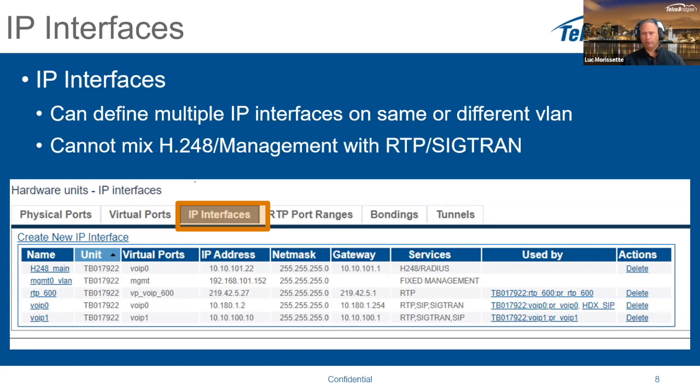The other little trick we have to be careful about is that you cannot mix the H248 and management type services with the RTP and SIGTRAN services by default, right? So if you configure this here, it won't allow you to create both at the same time. However, it is possible to do that with additional configuration in the system, but it's very rare that we need this, so I'm not talking about this mode here. But let's say the basic mode is you need to keep the VoIP IP interfaces separate for H.248 and RTP.